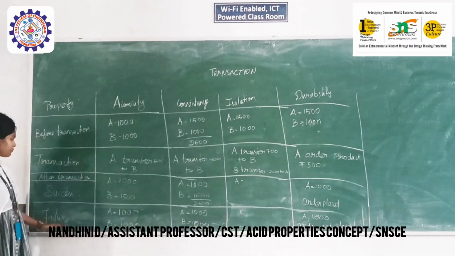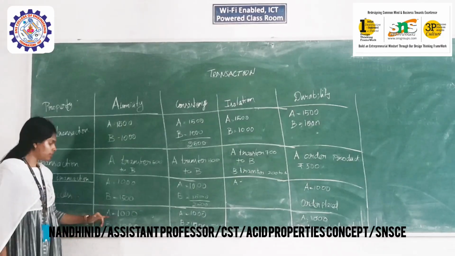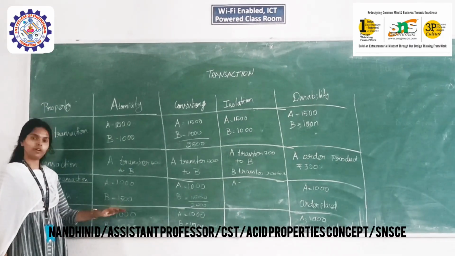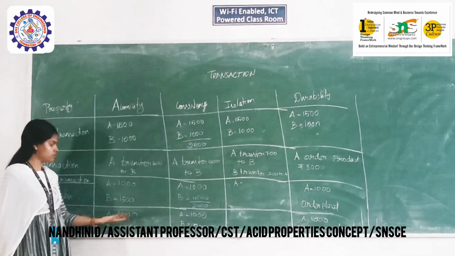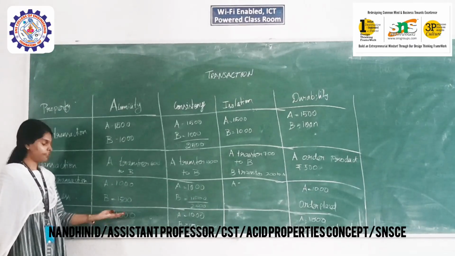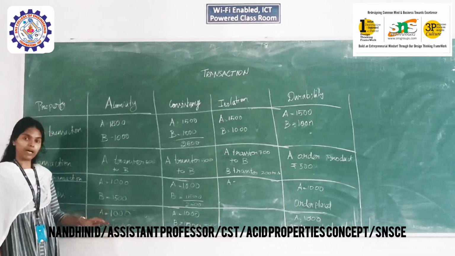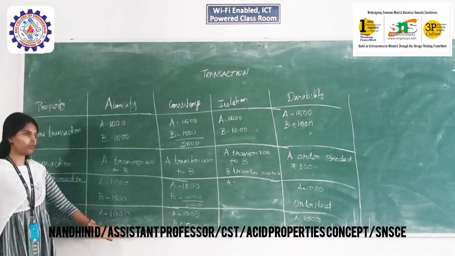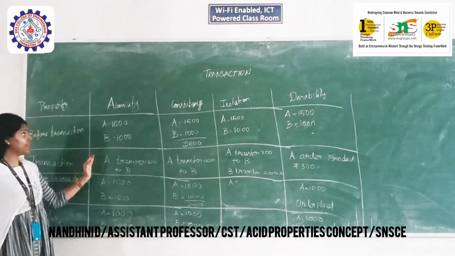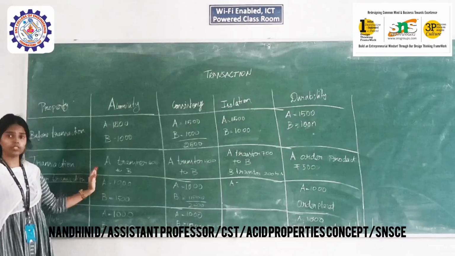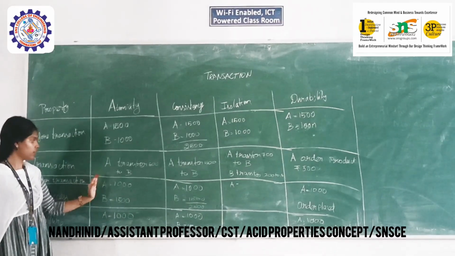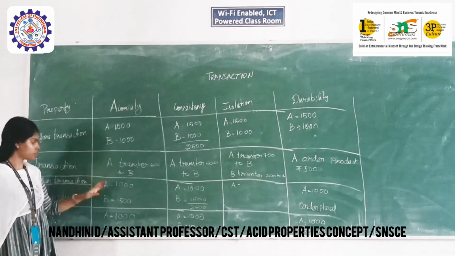When we have such failure cases, the amount from person A, 500, has been debited, but it is not added to person B. So in such cases, we handle the atomicity property. Here, the atomicity property fails.